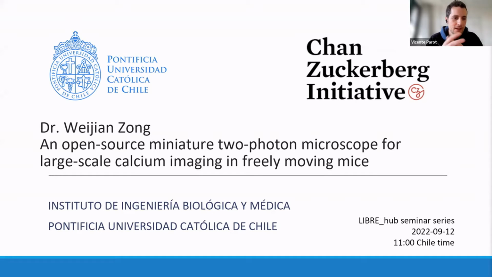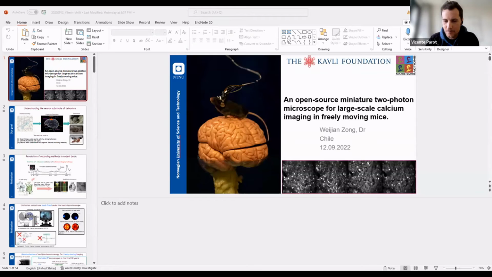So I'm very pleased that we have the opportunity to host his talk in this seminar, where he will talk about this open source miniature two-photon microscope for large scale calcium imaging in freely moving mice. So Weijian, please go ahead and share your screen, and we can start with your talk. This talk will be posted online as it will be recorded.